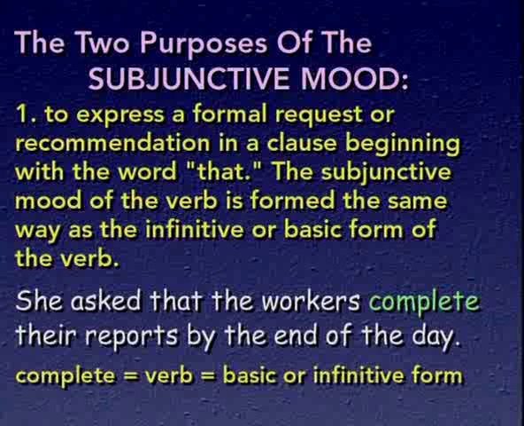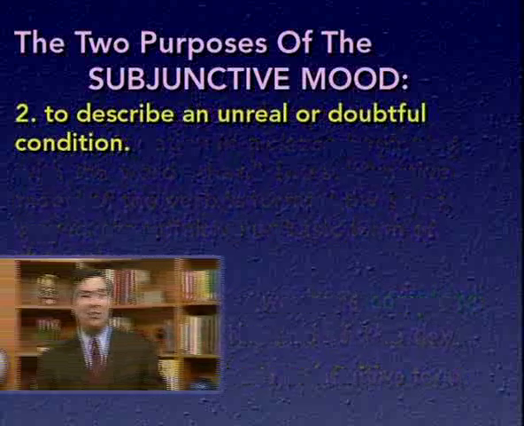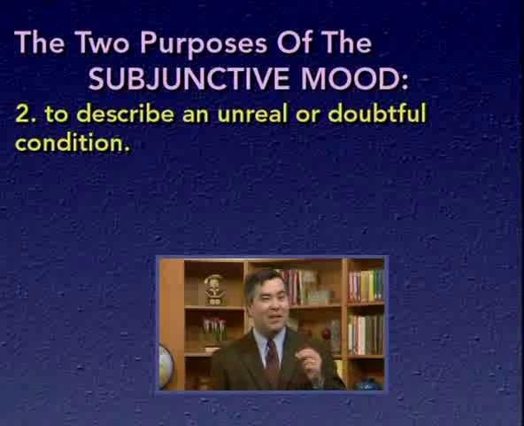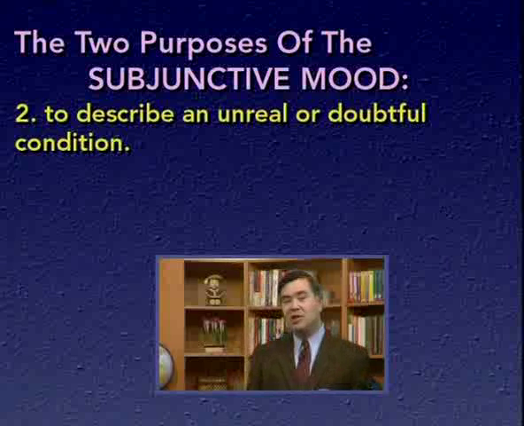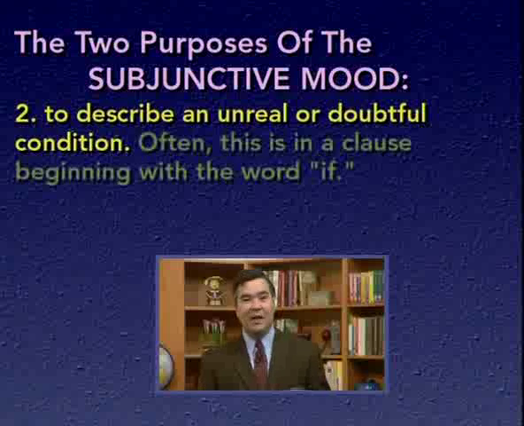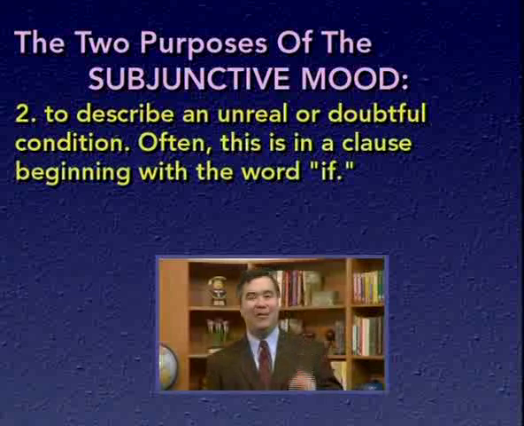So this is the first illustration of how the subjunctive mood might be used in English, to express a formal request or recommendation in a clause beginning with that. And the verb in the that clause should simply be in the infinitive or basic form. Now, the second way in which the subjunctive mood is used is to describe an unreal or doubtful condition. In other words, to describe something that isn't true or is unlikely to be true. Very often, although not always, this is in a clause beginning with the word if.